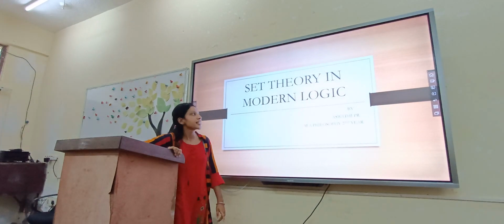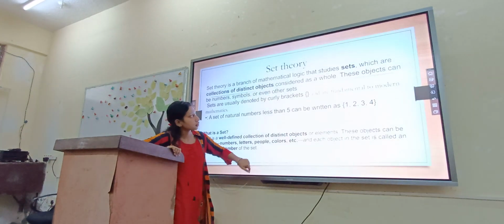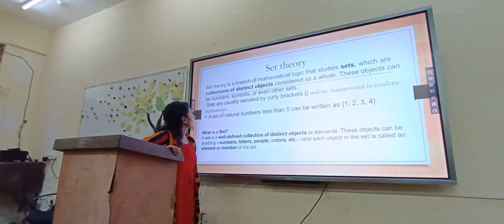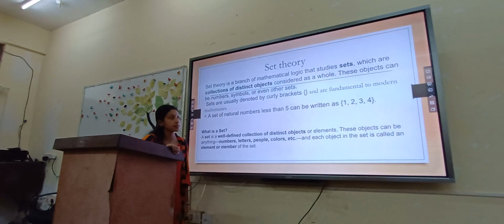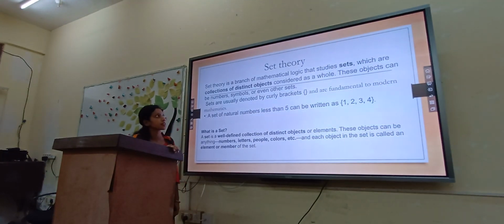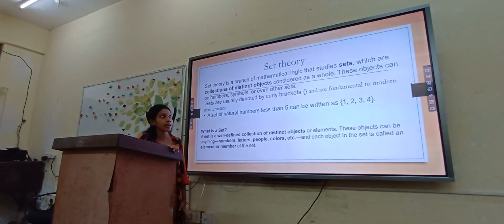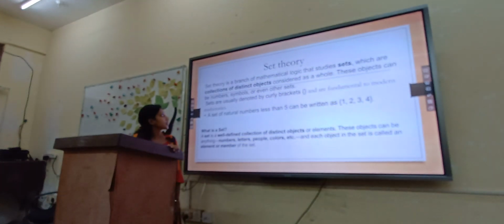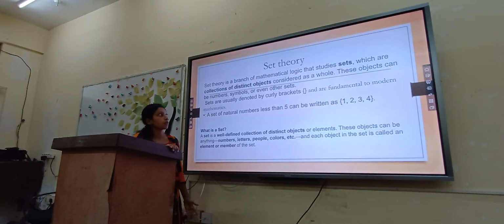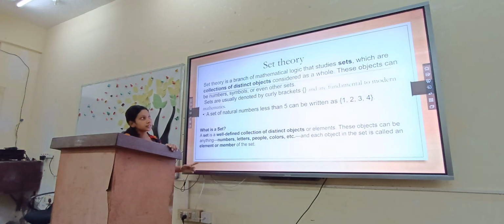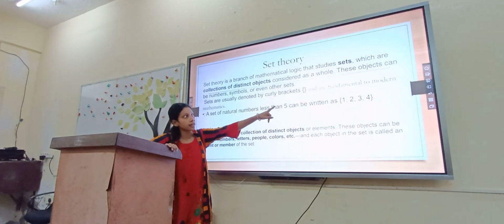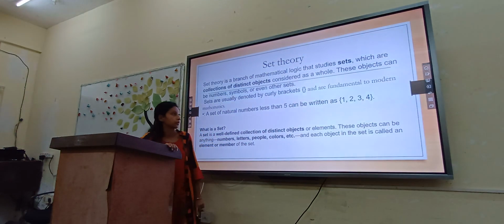Set theory in modern logic. What is set theory? Set theory is a branch of mathematical logic that studies sets, which are collections of distinct objects considered as a whole. These objects can be numbers, symbols, or even other sets. Sets are usually denoted by curly brackets and are fundamental to modern mathematics.